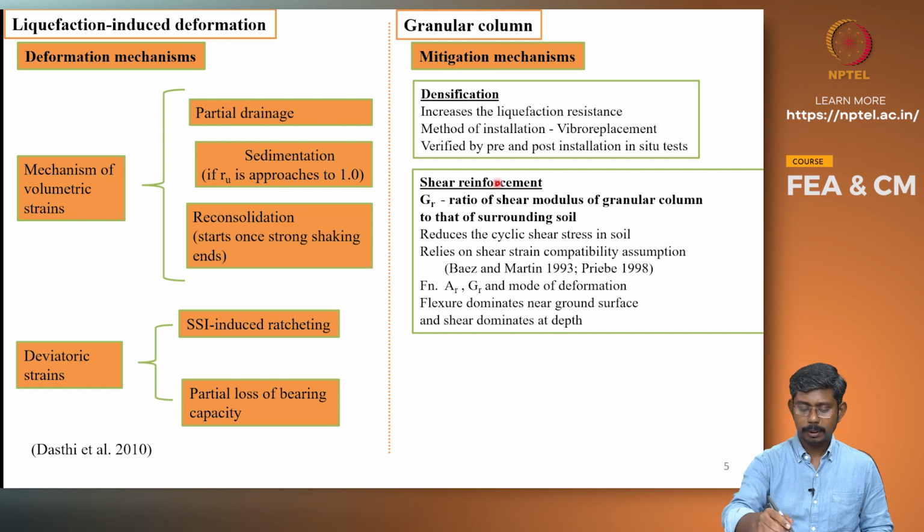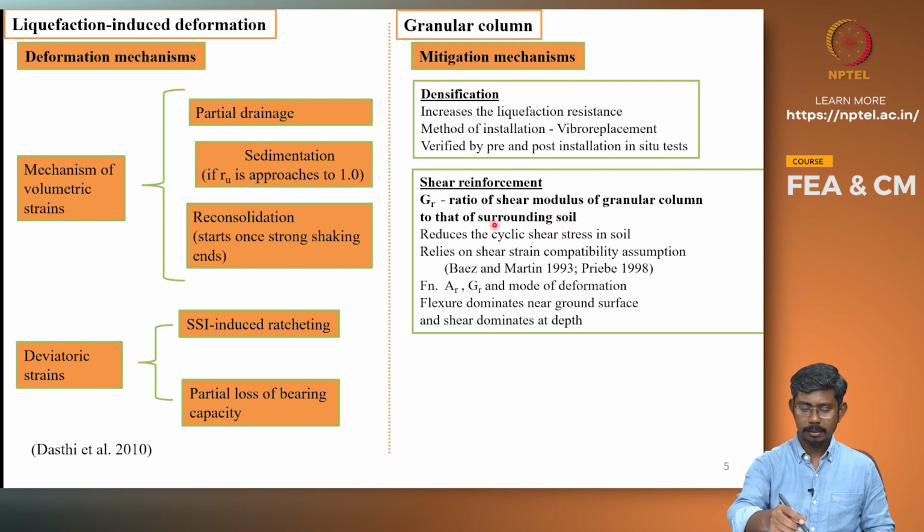And in this particular mechanism, shear reinforcement, the underlying assumption is the strain compatibility. So the column is expected to deform in pure shear, thereby attracting more of the earthquake induced cyclic shear stresses. Since the column attracts more shear stresses, the stresses that are experienced by the soil will be lower. So that is the aspect of this shear reinforcement.